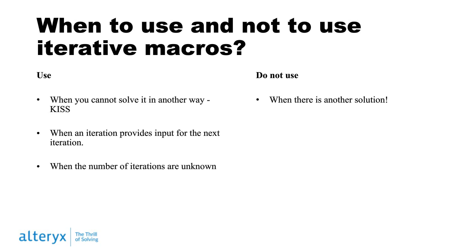And the second time is when you don't know the number of iterations. I will show in the tips and tricks, but basically, often when you connect to APIs, it will give you the number of records. If you know the number of records and you divide it by the number of records that you can pull for each call, then obviously you know the number of iterations, and then you don't need an iterative macro. And obviously, do not use it when there's another solution.